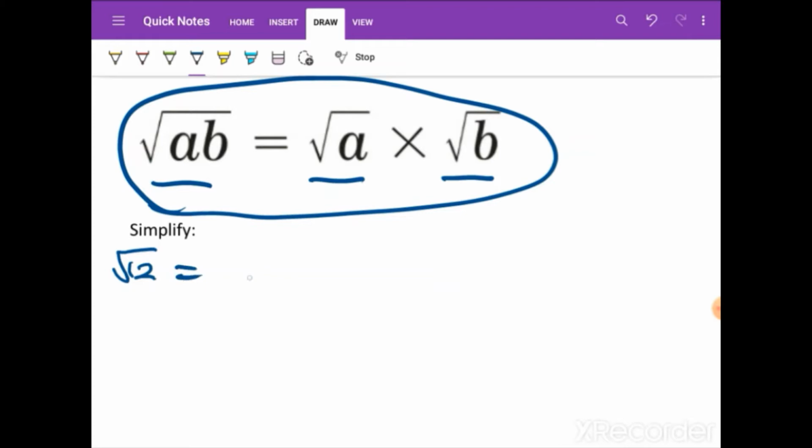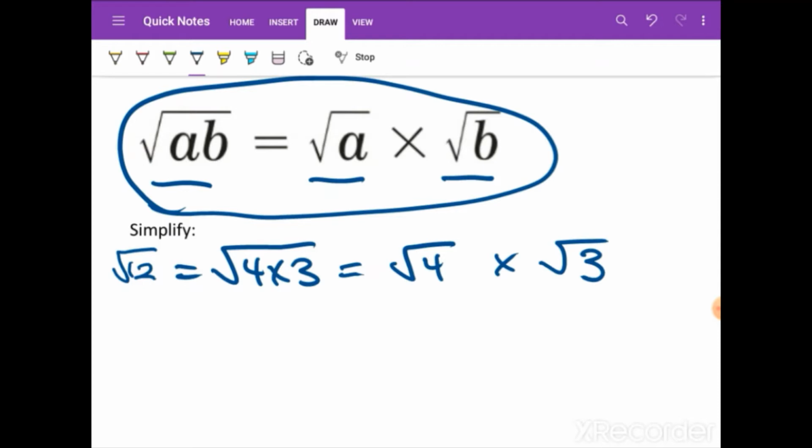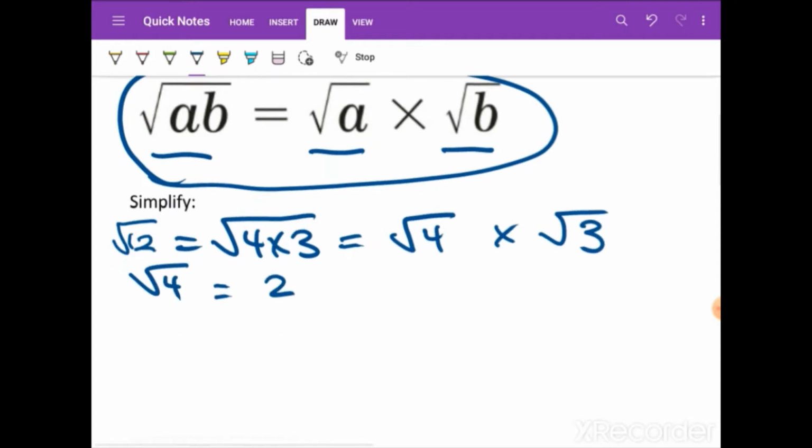We can do this by breaking down 12 into 4 times 3, therefore leaving us with the square root of 4 times 3. Using the rule above, we know that this can be written as the square root of 4 times the square root of 3. We know that the square root of 4 equals 2. The square root of 3, however, cannot be broken down further as 3 is a prime number. Therefore, we can simplify the square root of 12 as 2 times the square root of 3.